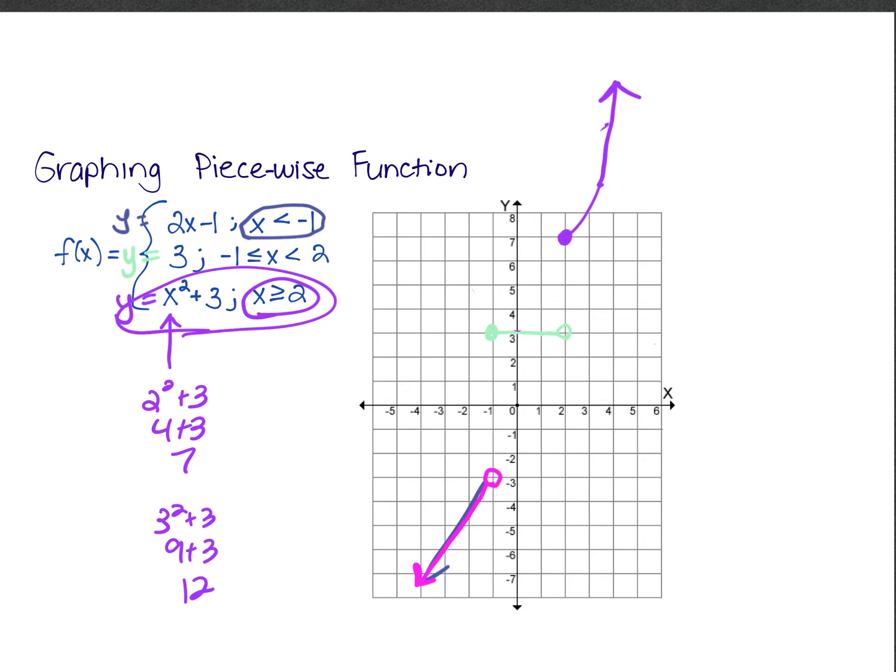These can be any kind of graphs. You could get a square root in there, you could get absolute value in there, you can get a line, you can get a parabola. Because now that you've covered all those parent functions, you could literally see anything there.